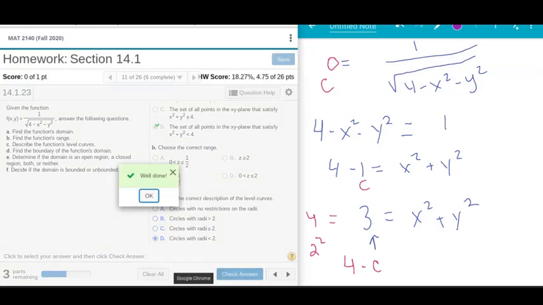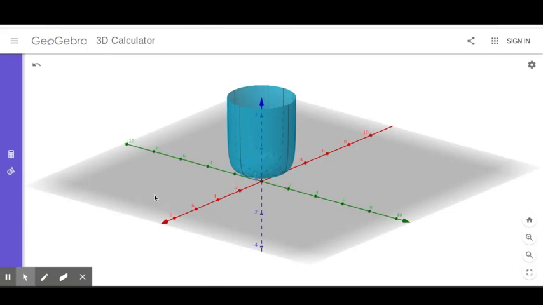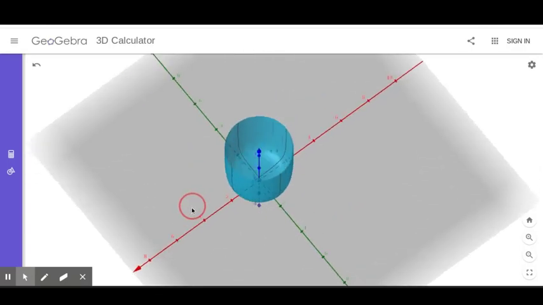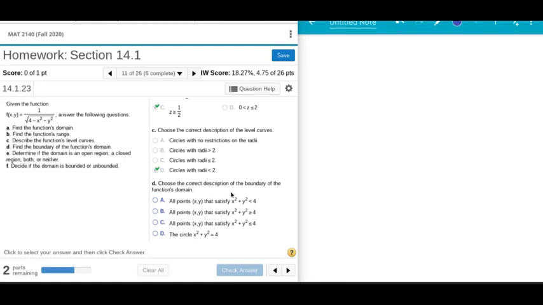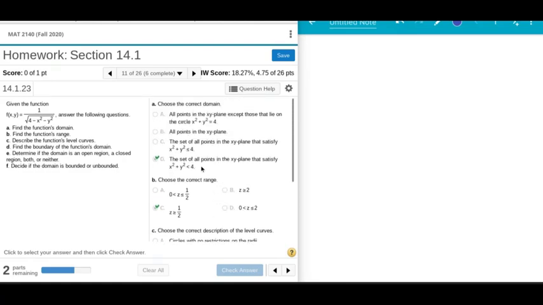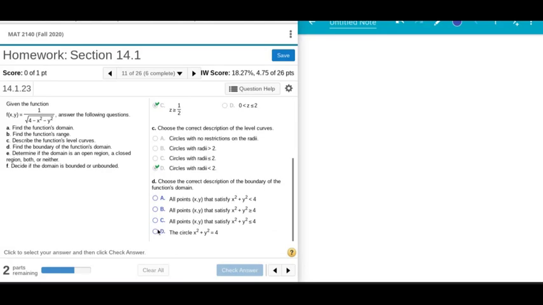Let me show you what that looks like really quick with the graph. Here's your function in 3 dimensions. It's this surface, and if you were to look at it from above, you would see the level curves. Notice that they are circles where the radius is less than 2. So for part D, the description of the boundary of the domain: if we go back to what we figured out the domain to be, it was the circles with the radius less than 2. The boundary would be when the radius equals 2, the edge of this domain. In this case, it would be this circle.